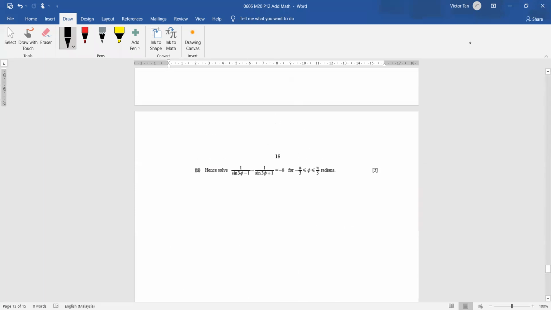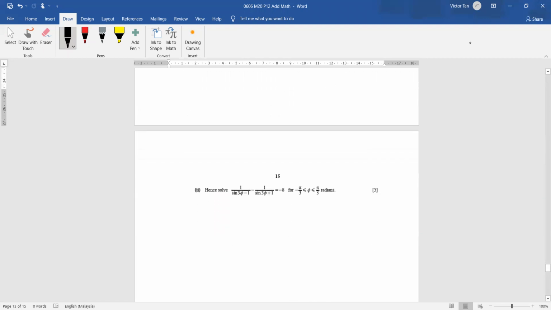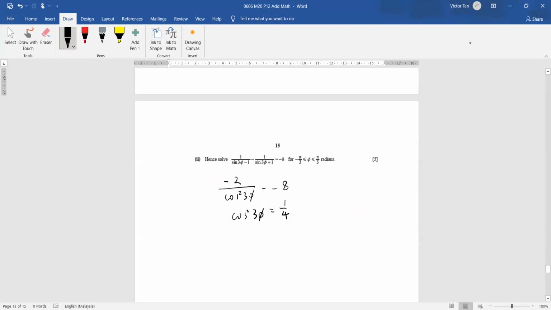Hence, solve this equation. So this is 3 phi, so you should put it as 3 phi. Minus 2 over cos squared 3 phi equals 8. So cos squared 3 phi equals 1 quarter. You have to be careful. They want it between minus pi over 3 and pi over 3. So pi over 3 is only 60 degrees, so you might just have 2 solutions.